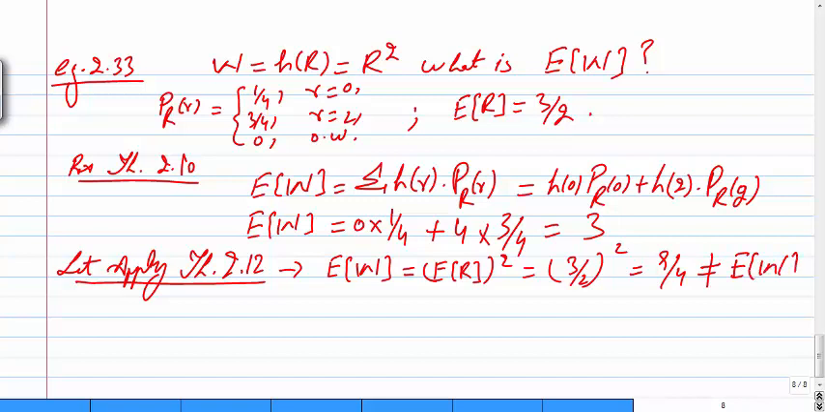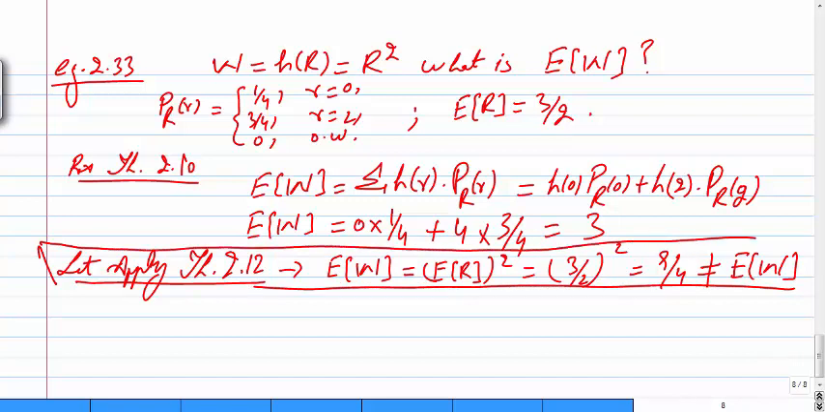So the important point here is that this theorem on expected values works only for linear combinations. So you cannot apply theorem 2.12 here. This is wrong. You have to apply theorem 2.12 when you have a linear relation, otherwise you can't.